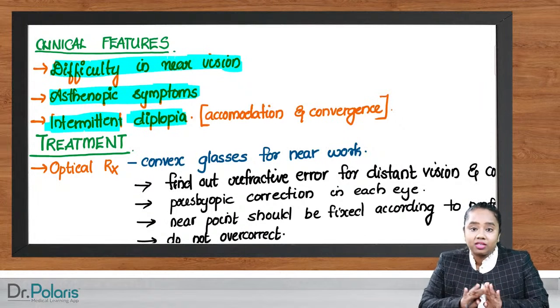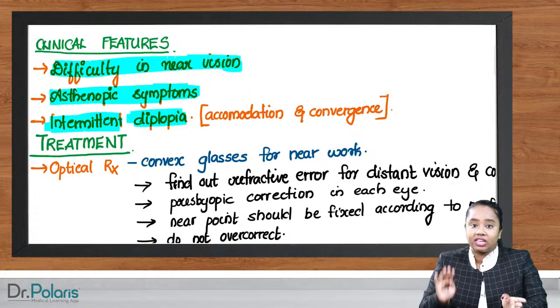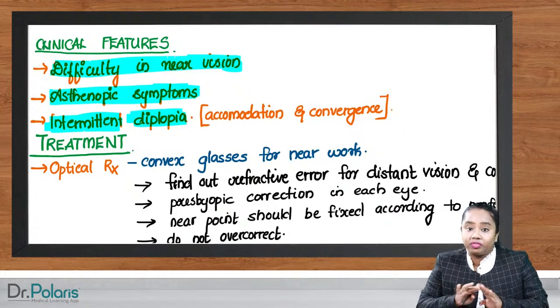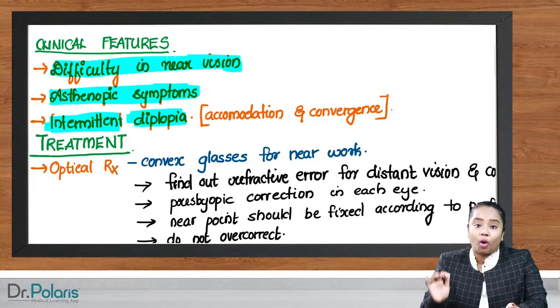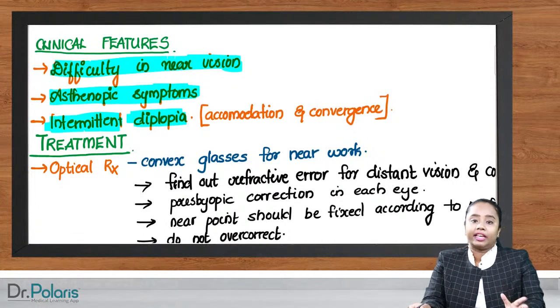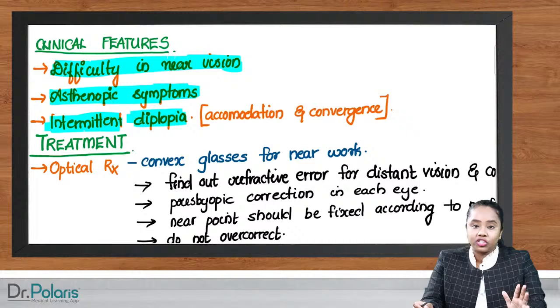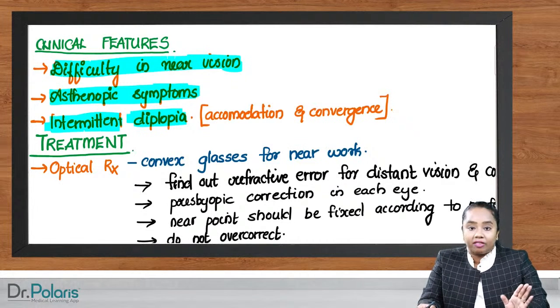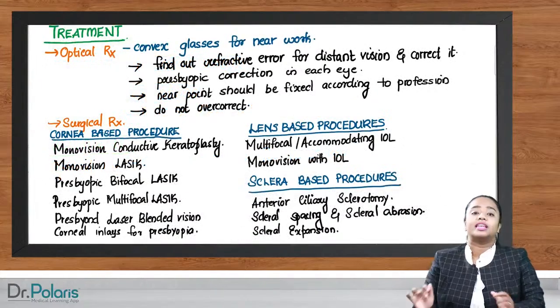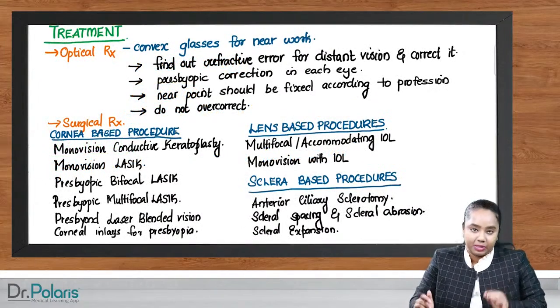So, it requires good coordination, both accommodation as well as convergence. So, if this is not in coordination, then there can be problems like intermittent diplopia. So, in clinical features, difficulty in the near vision, asthenopic symptoms as well as intermittent diplopia is what we have to know. So, that was the clinical features of presbyopia.